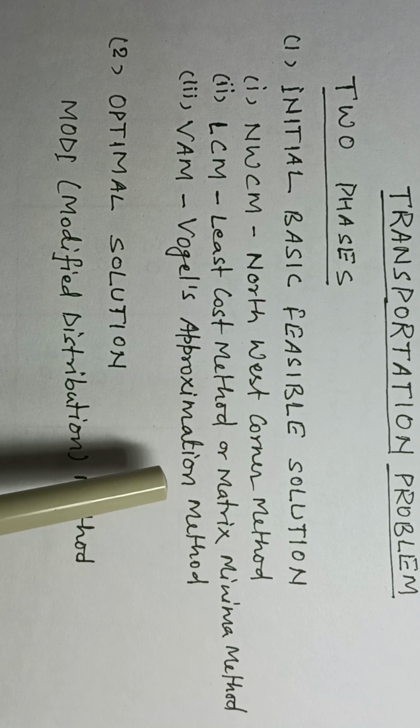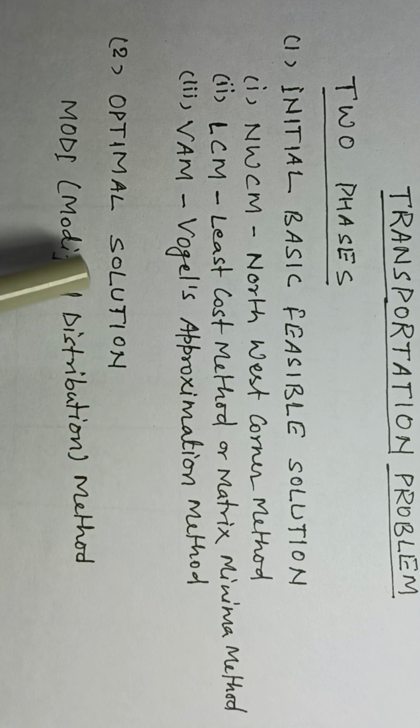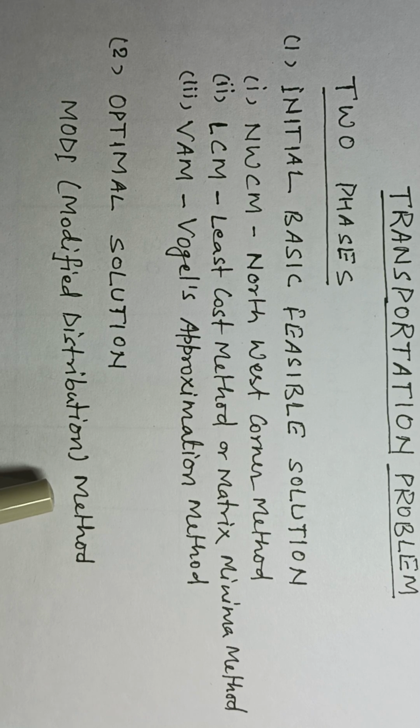After getting initial basic feasible solution, we go for getting optimal solution. And here in optimal solution, we use MODI, that is modified distribution method. So today, with the help of one problem, we will see how we get initial basic feasible solution, and after that we will use MODI method to find optimal solution.